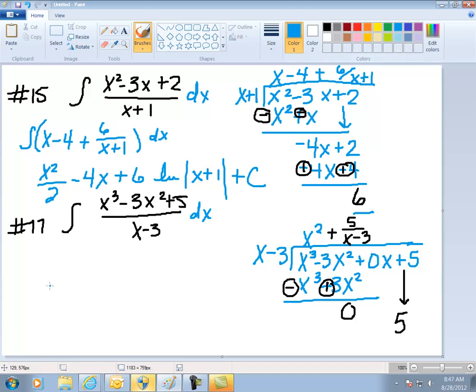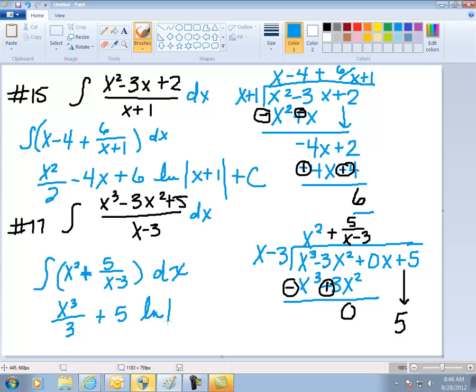So I can rewrite this integral as the integral of x squared plus 5 over x minus 3 dx. And here again I can just integrate each piece. The integral of x squared is just going to give me x cubed over 3. Here my derivative is 1, I have that, so the integral of 1 over x minus 3, bringing my 5 along, is just 5 times the natural log of the absolute value of x minus 3, and then add my constant. So I hope this helps.